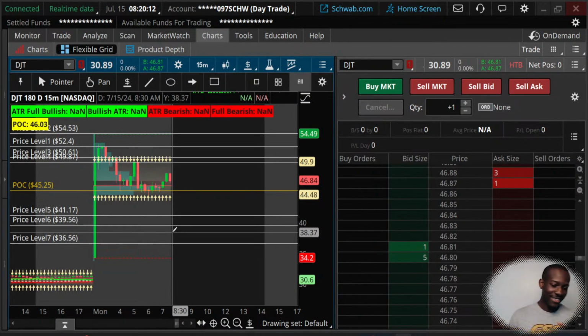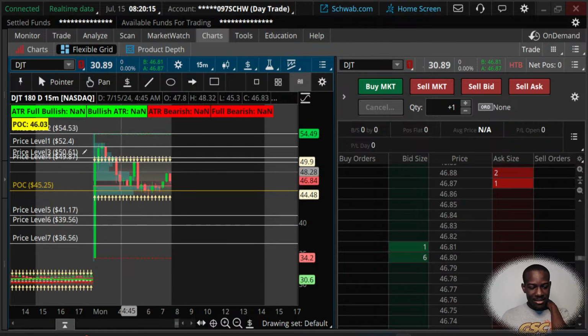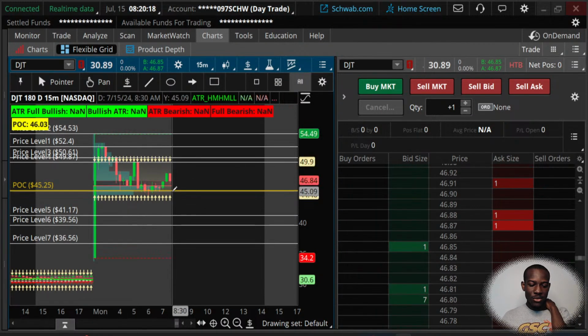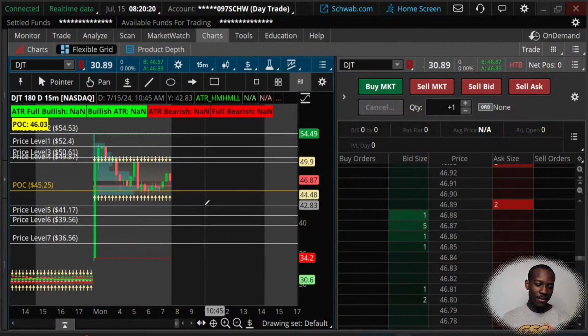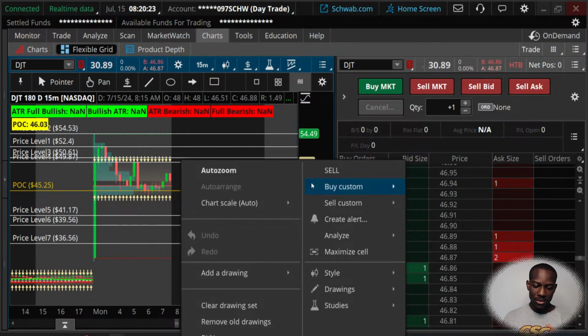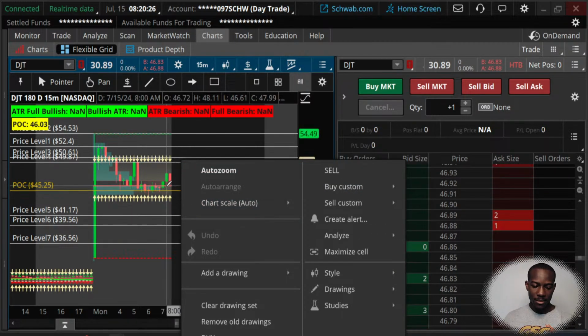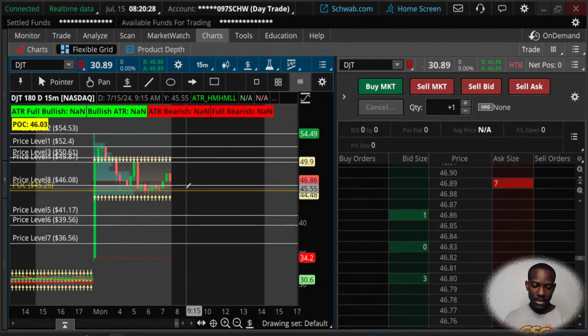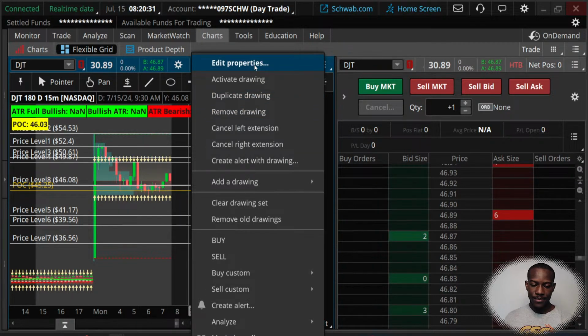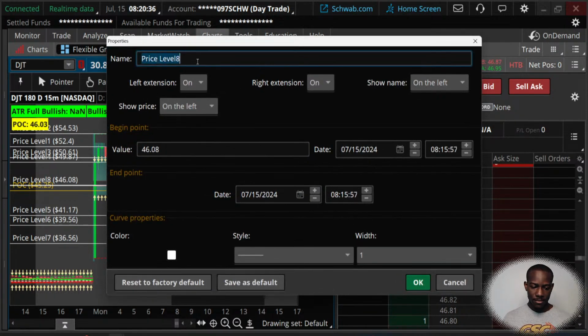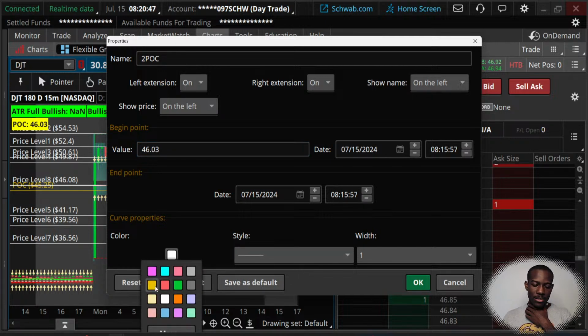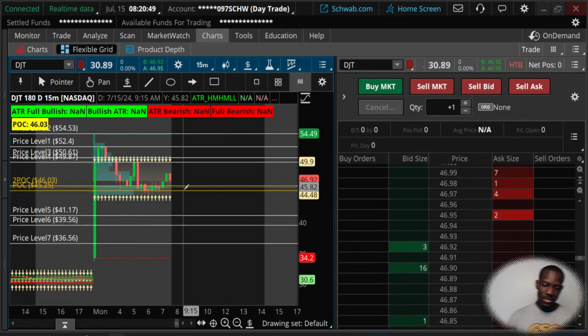But anyway, let's see what DJT does. It's coming back to this point of control of 46.03. Let's see if it falls through it and goes back to that 45.25. I'll go ahead and mark this one as a point of control as well. 46.03 point of control. And it's kind of just building a zone. Edit properties. We'll call this one second POC 4603. We'll make this one gold as well. So we got a little zone down here.